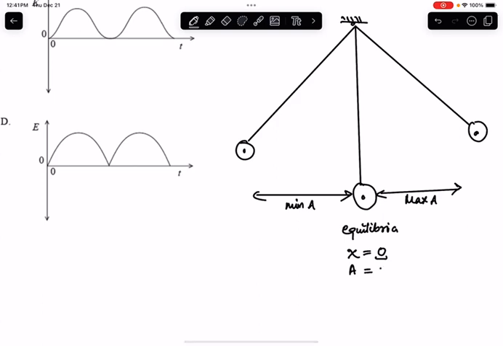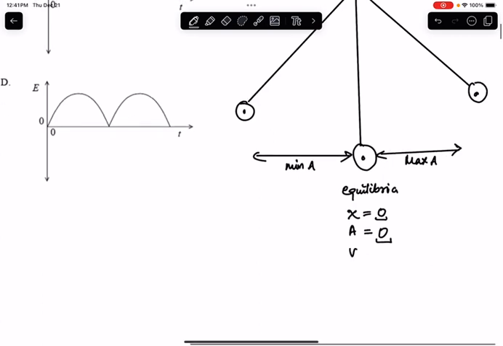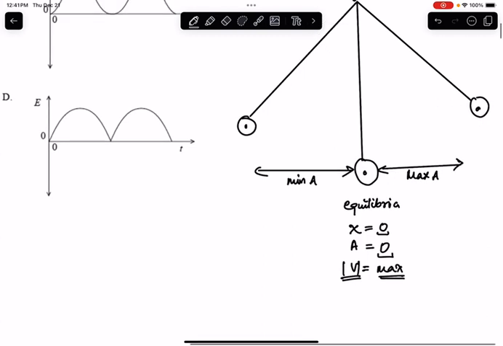The acceleration a is also 0. So at the equilibrium position, we will say that the acceleration is 0 and the velocity v is the maximum. So this is the absolute value of the velocity, so we're talking about the magnitude only. So you have a maximum magnitude at the equilibrium position.